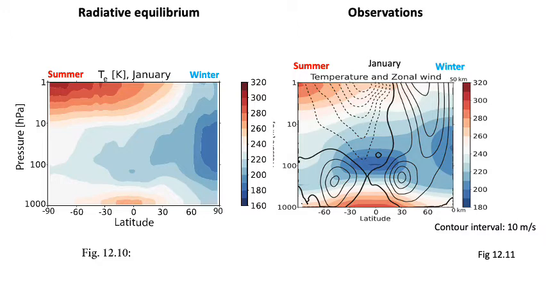And the contour interval here is 10 meters per second. So you'll notice, first and foremost, if you look at the colors, that there's overall a weaker pole-to-pole temperature gradient, a meridional temperature gradient. So we'll come back to that in a moment.